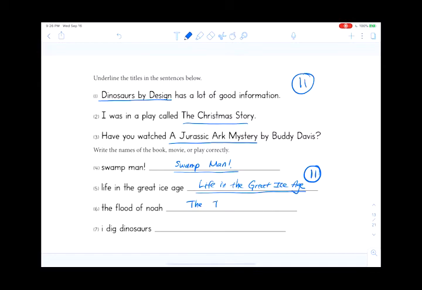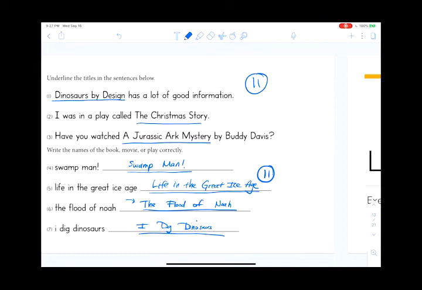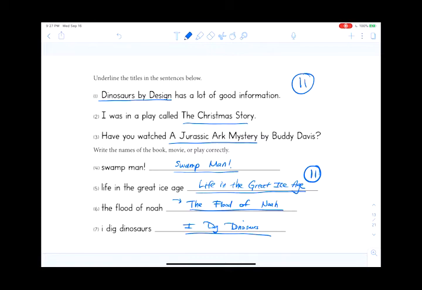The Flood of Noah. Again, notice the capitalization. We capitalize T in the because it's the first word of the book. I Dig Dinosaurs. And that one should be quite easy. Next, write a sentence using the title of a book, movie, or play. Do this in your textbook.